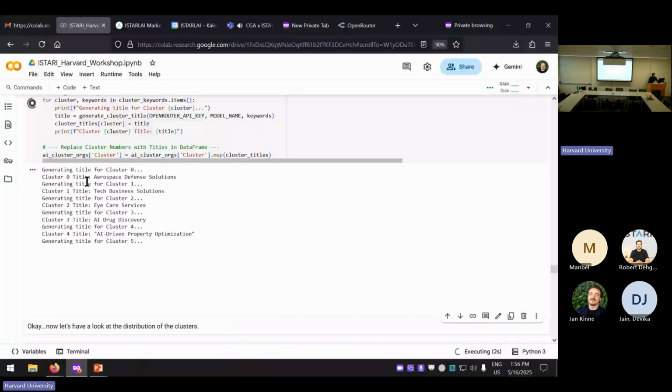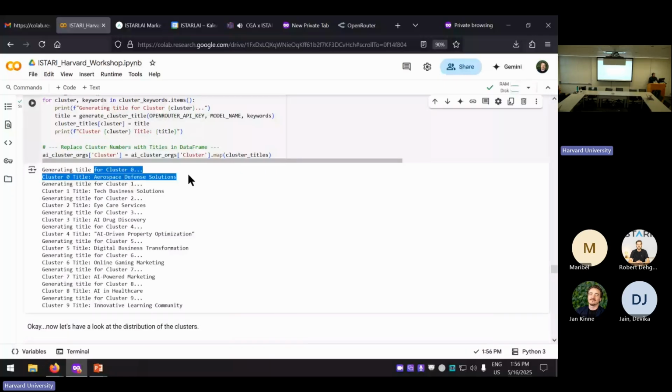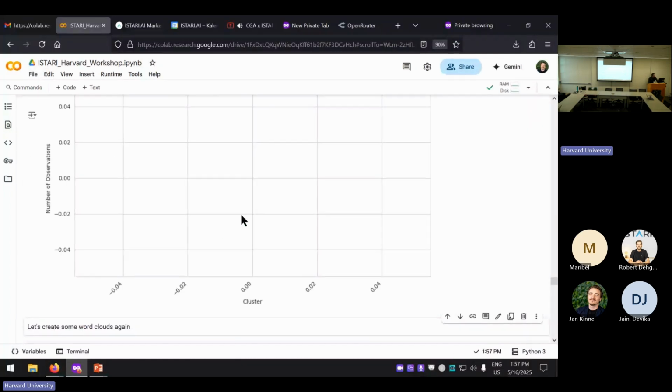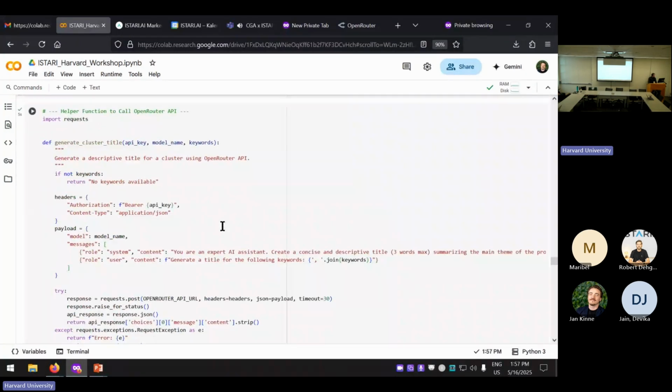And it said, okay, the first cluster seems to be about aerospace defense solutions. The second cluster is about tech business solutions, eye care services, AI drug discovery. Going back to your topic, by the way, just popping up here. AI-driven property optimization, digital business transformation, online gaming and marketing, AI-powered marketing, AI and healthcare, innovative learning community. And now what we can do is, sorry, then I have to run this again.